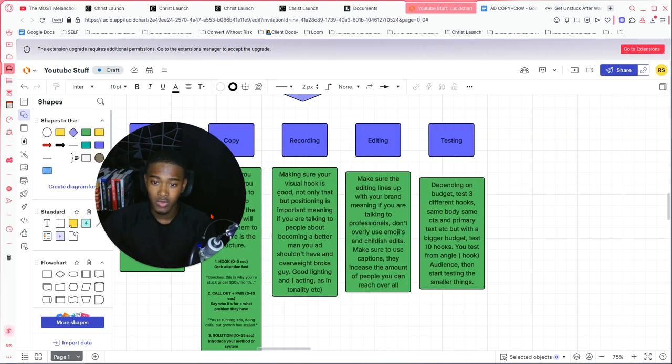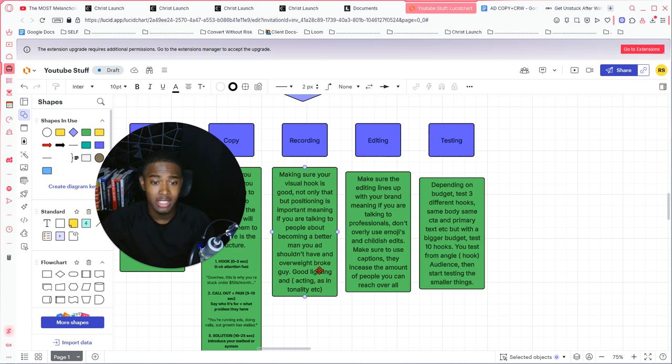Now, next is recording. You want to make sure your visual hook is good. Not only that, but positioning is important. Meaning, if you're talking to people about becoming a better man, you shouldn't have an overweight person in a broke environment making the content, making the ads. Because if someone's like, you're supposed to be telling me how to get this, but you don't have that, so you have to be what you're selling. So you also want good lighting and good acting, as in tonality, etc.